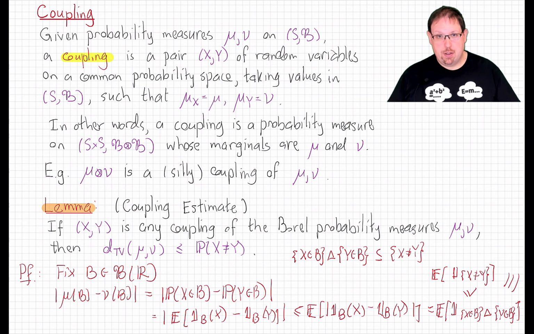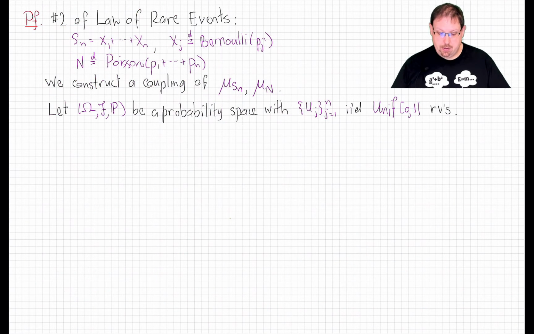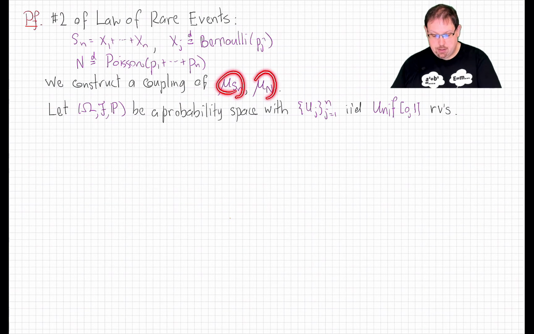Let's see how we can use this coupling estimate to give a more adapted proof of the law of rare events. So we have our independent Bernoullis of parameters pj, and we want to compare their sum Sn to a Poisson of rate given by the sum of the parameters pj. We're going to do that by constructing a coupling of these two laws.